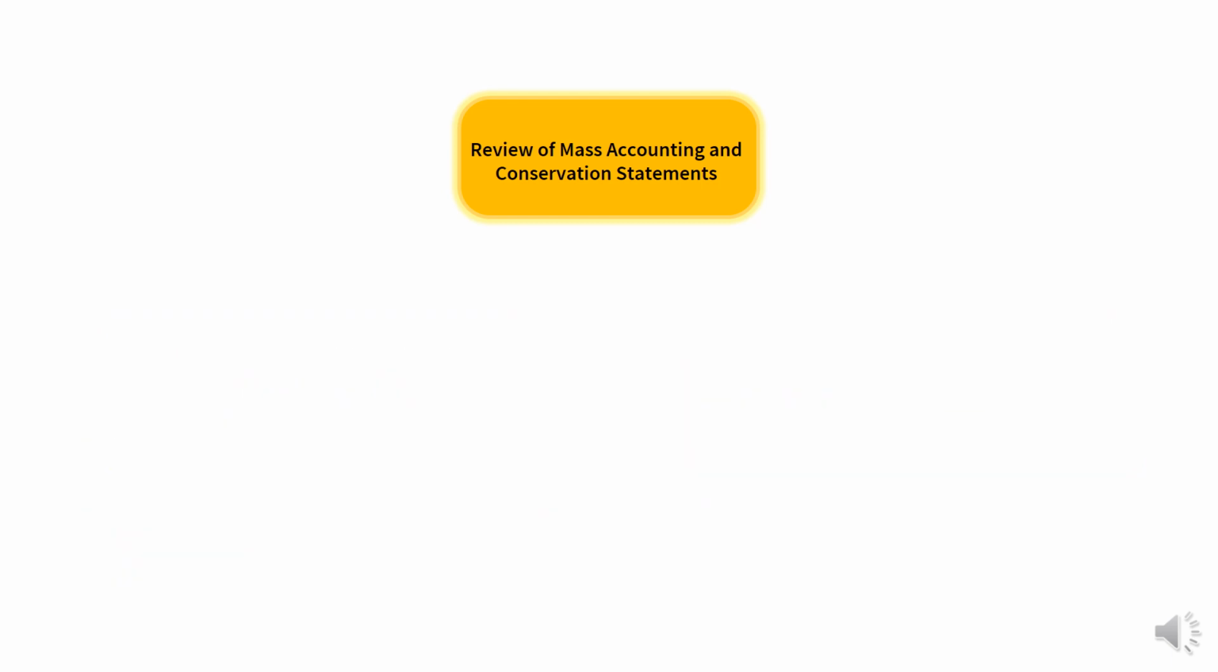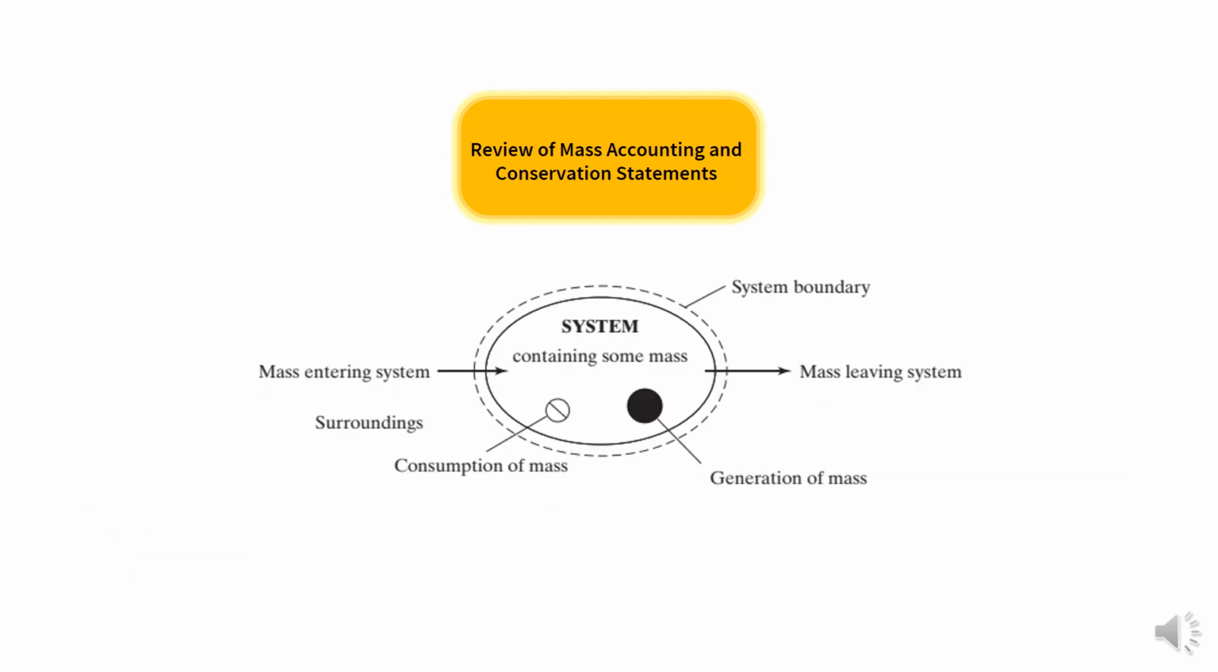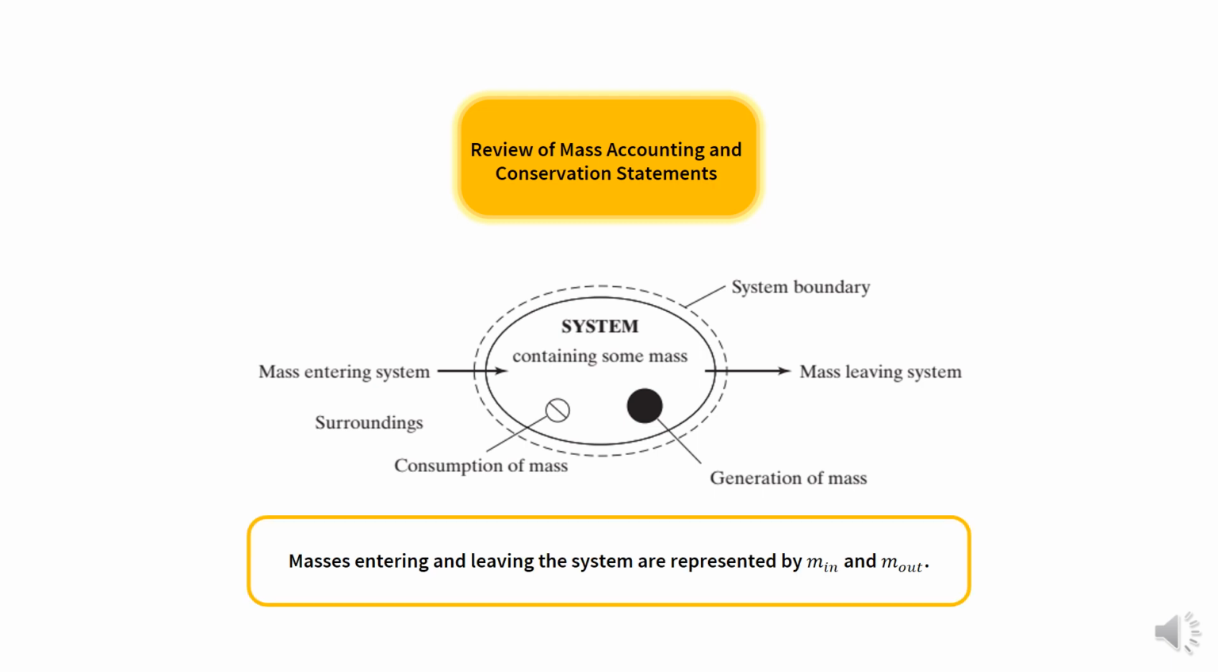As we can see in this figure, mass entering and leaving the system is represented by M in and M out. Mass can also be generated or consumed by chemical reaction, and it can also be accumulated in the system.